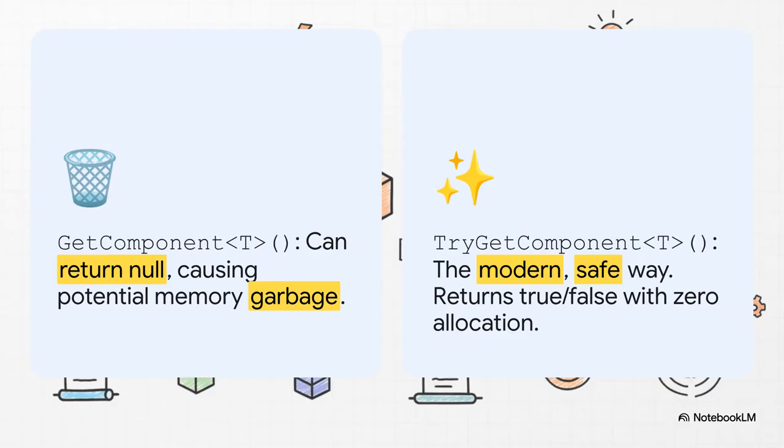But wait, there's more. Unity has actually given us an even better tool. See, if the old GetComponent fails to find something, it can create a tiny bit of temporary data. We call this garbage, that the system has to clean up later. But the modern standard, TryGetComponent, is designed for what we call zero allocation. It just returns true or false without making any mess at all. So, pro tip for the exam, if you need to check for a component that might not be there, TryGetComponent is always the best answer.